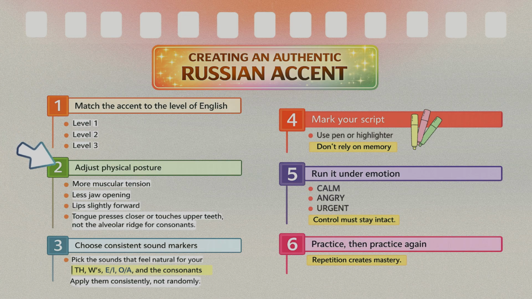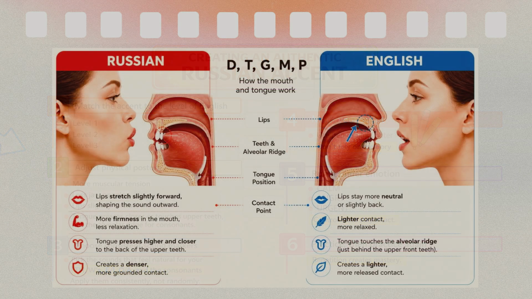The second step is adjusting the physical posture of the accent. For Russian speakers, you'll usually notice a little more muscular tension in the mouth, slightly less jaw opening, and the lips coming a bit more forward. The tongue also tends to press closer to the upper teeth instead of the alveolar ridge that English speakers often use. These small physical adjustments immediately start shaping the sound.